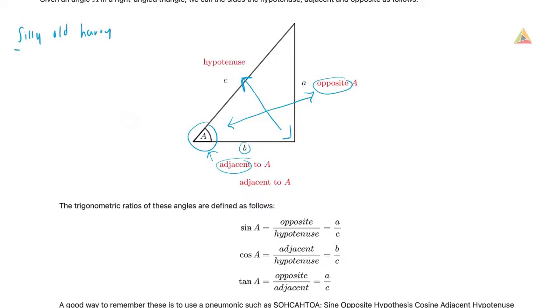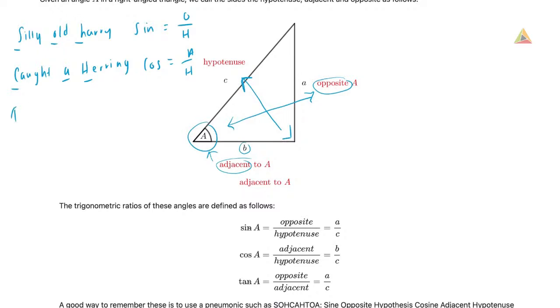So S-O-H. So sine equals the opposite over the hypotenuse. That's where Silly Old Harry comes from. Then we have cos, so Caught A Herring. A herring is a fish, so caught a herring, so cos is equal to A over H.